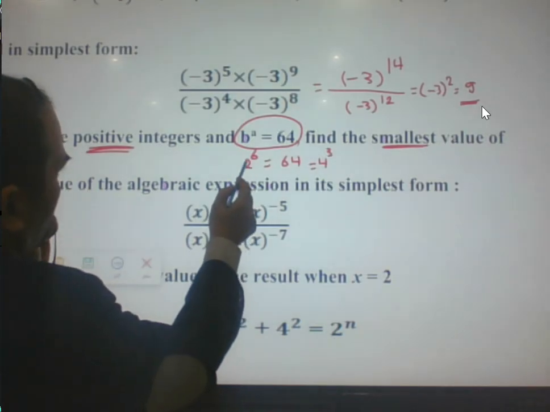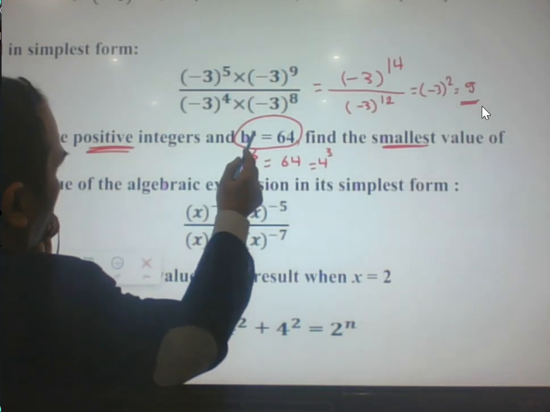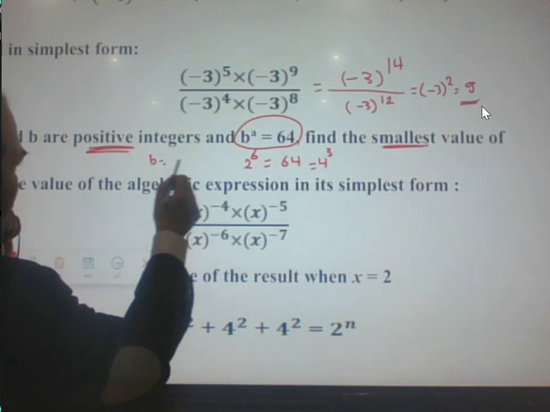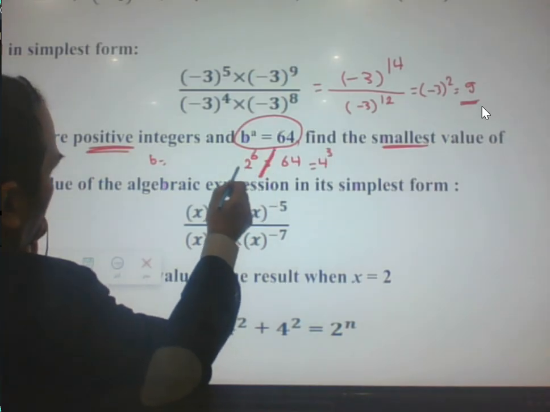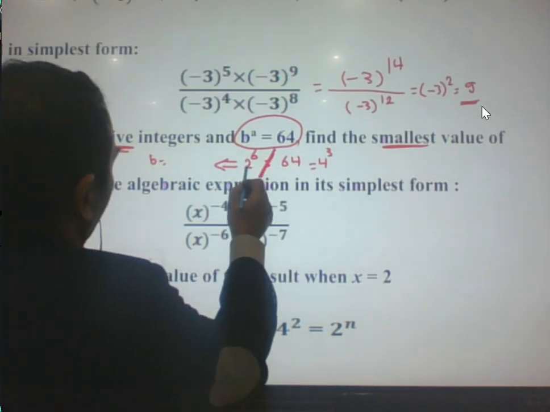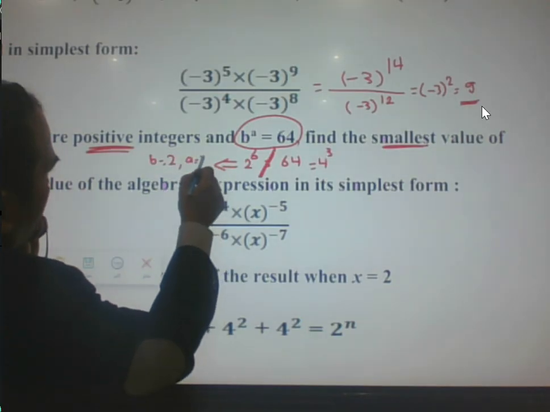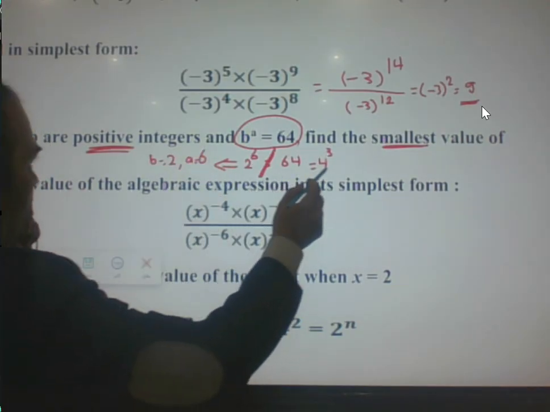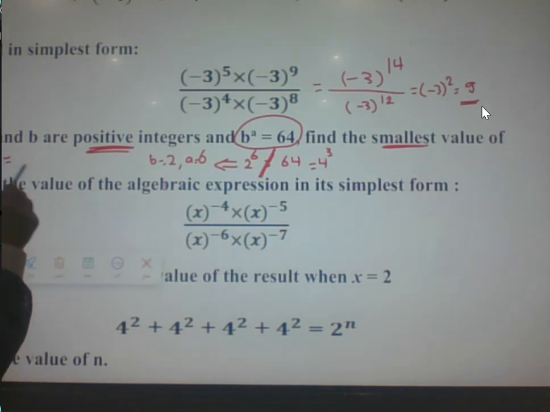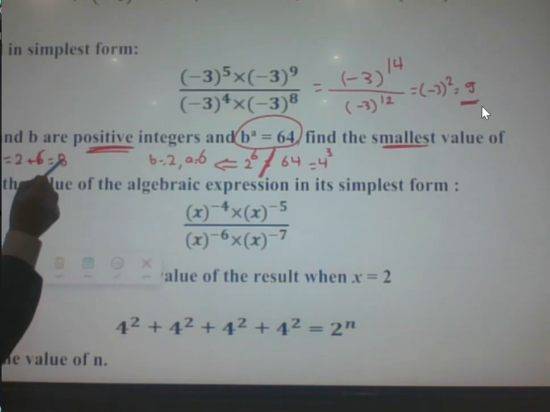If we have 2 power 6 equivalent to b power a, under this condition, b here will be equal to 2 and a will be equal to 6. If we find the value of a plus b here, we can write 2 plus 6. The result will be 8.